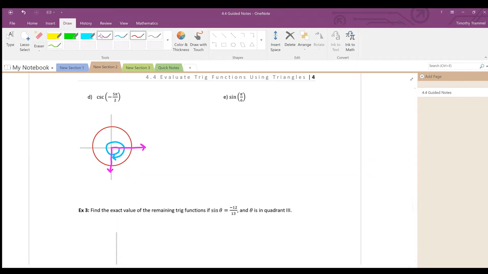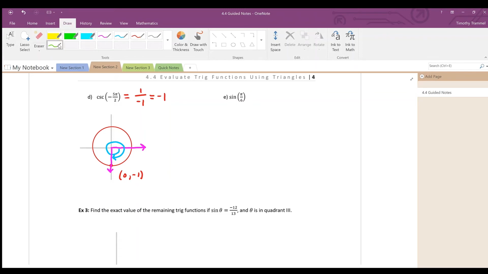All we really care about is this point of intersection between our terminal side and the unit circle. And we know that this point right here just happens to be (0, -1). And so if we want to compute cosecant, we just need to think about, is it 1 over the x value or 1 over the y value? Cosecant is 1 over sine, so this is 1 over the y value. So just 1 over minus 1, which is negative 1.